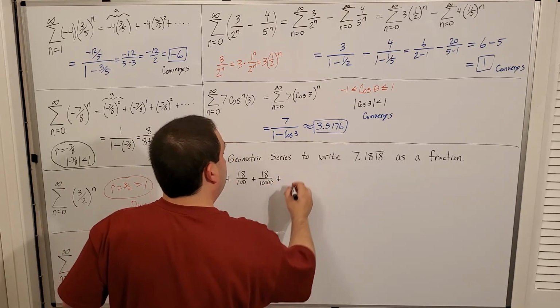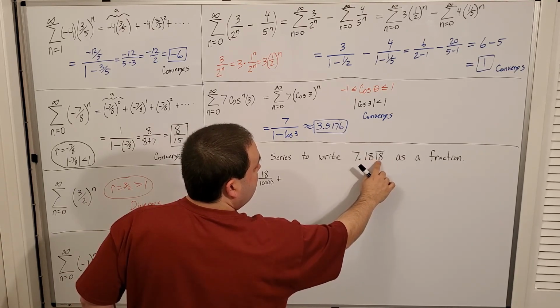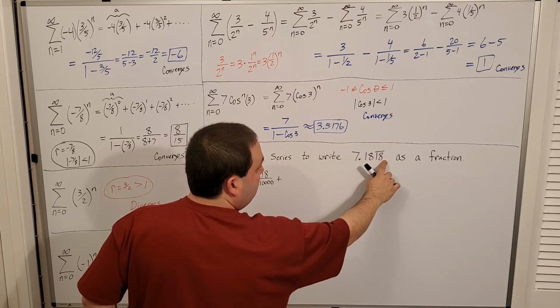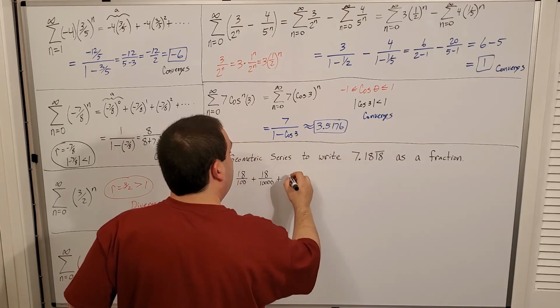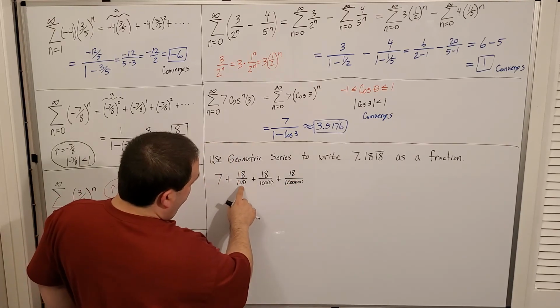Plus, what do you think the next two are going to be? I have tenths, hundredths, thousandths, ten thousandths, hundred thousandths, and millionths, right? So that would be 18 millionths. Hopefully you're seeing the pattern here.